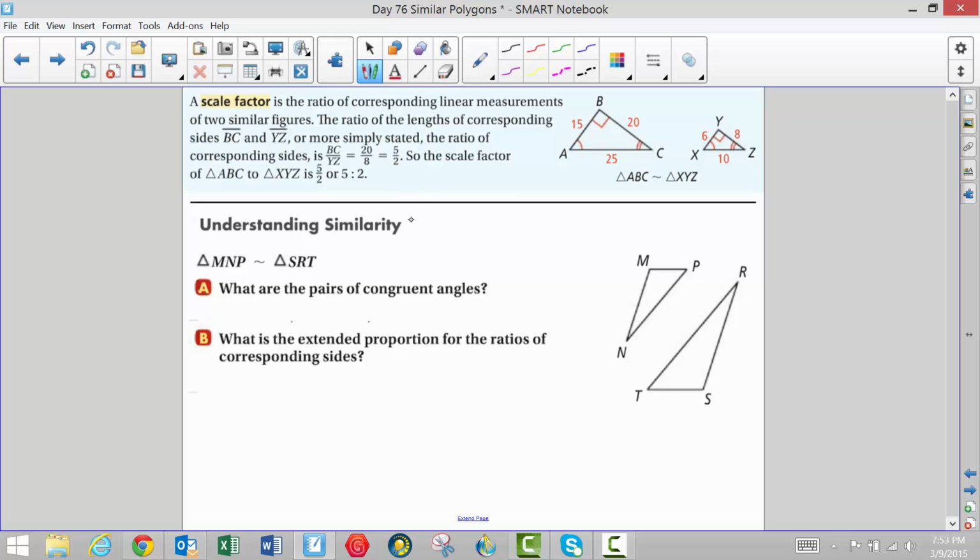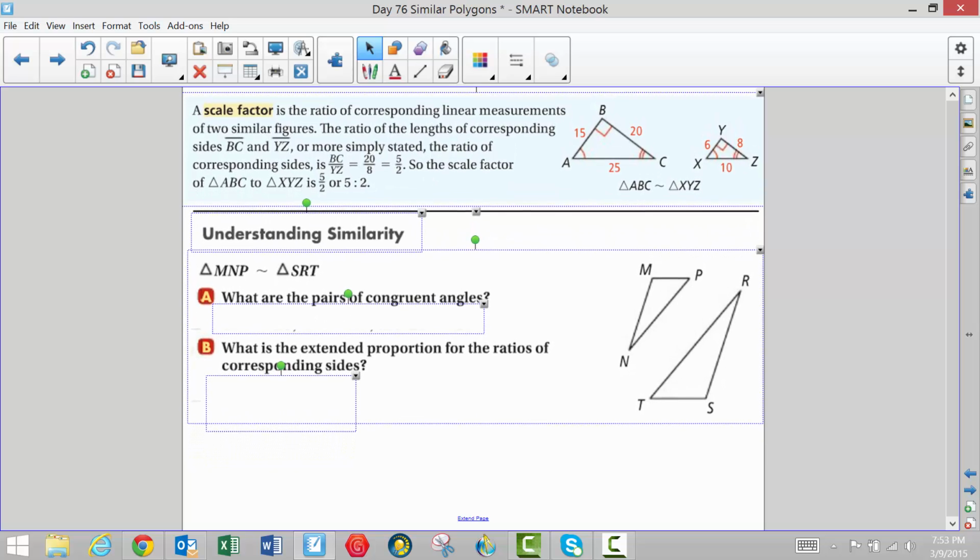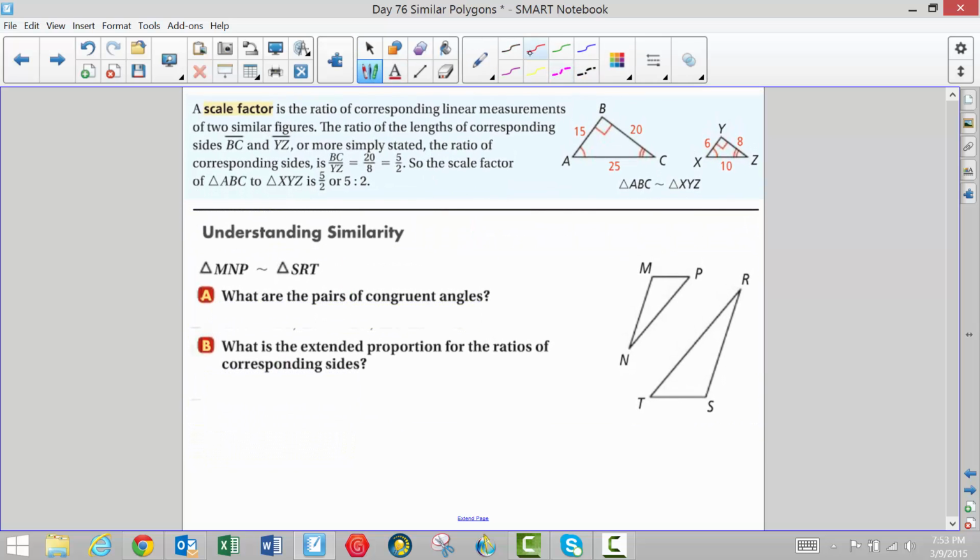So I have two triangles, MNP and SRT. They're similar. I know they're similar because I gave you the similar statement. Part A says, what are the pairs of congruent angles? Well, I can use my congruent statement to get my congruent angles.